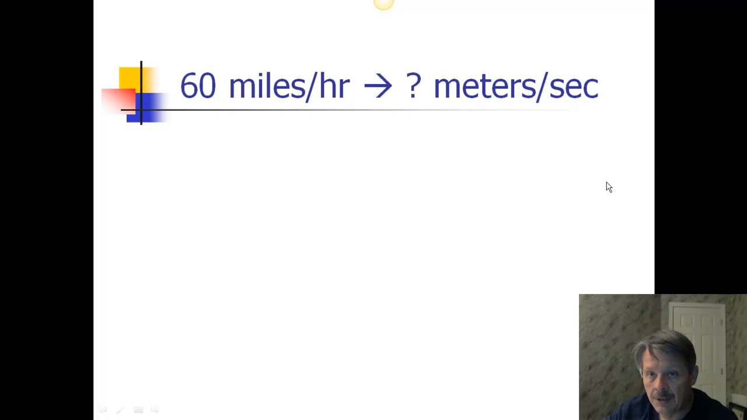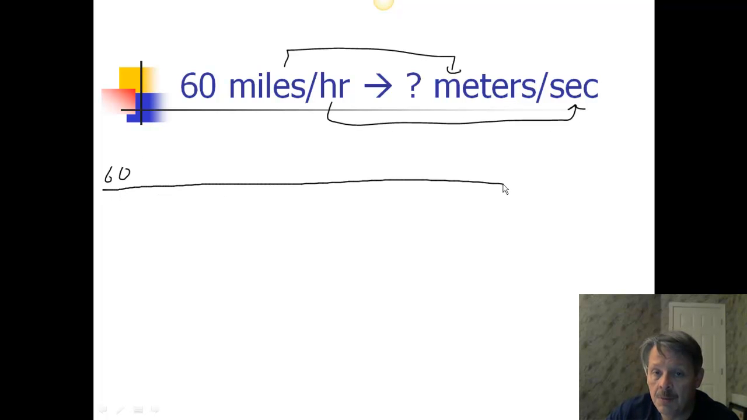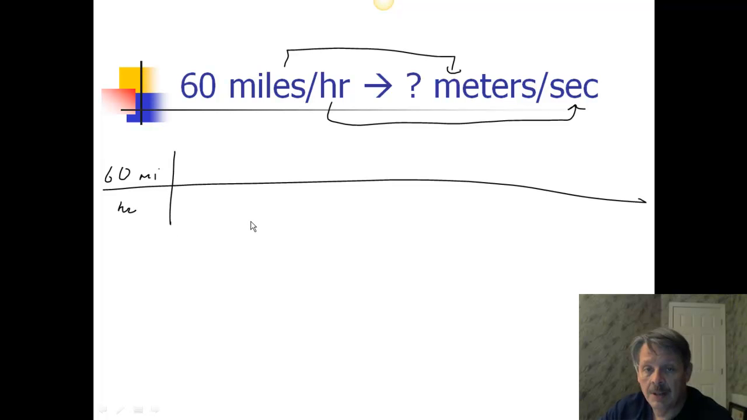Alright, let's try this one. 60 miles an hour gives me some number of meters per second. Well, you'll notice that my miles is changing to meters, my hours is changing to seconds. Again, I will let you work this one. Pause the video. Guys, it doesn't do any good just to watch me. You have to try it yourself. Beat your head against the wall. Play with it for a while. And then come back. Alright. Miles I have to convert to meters. We know how to do that. We convert miles to feet.